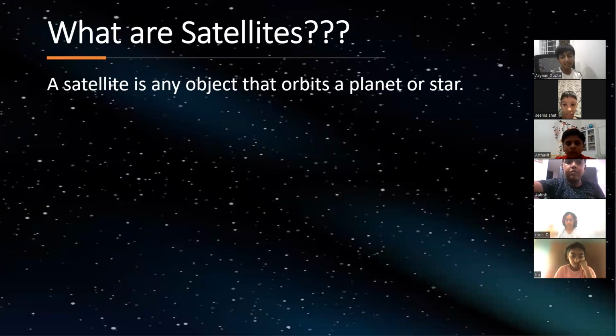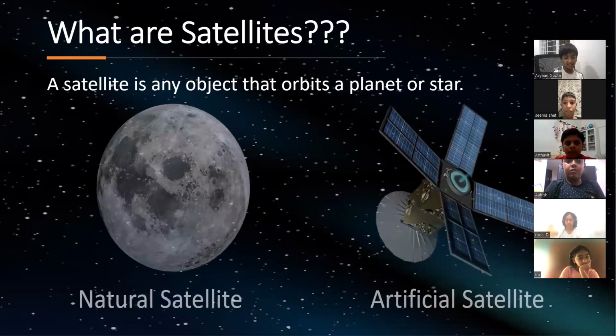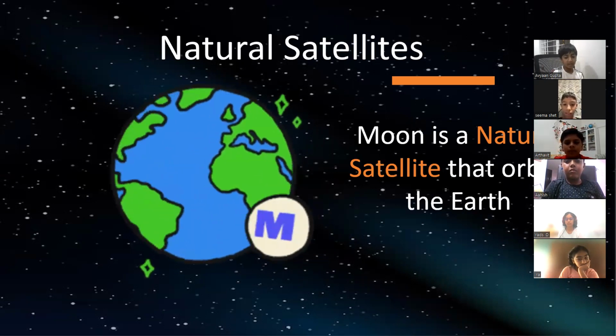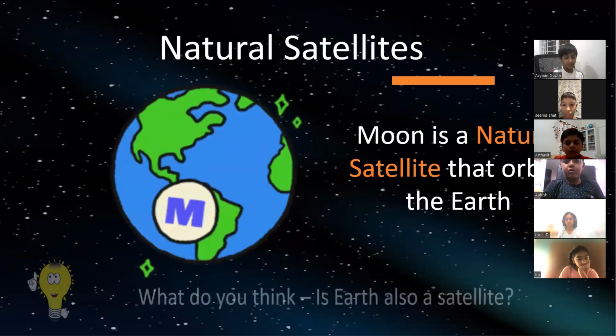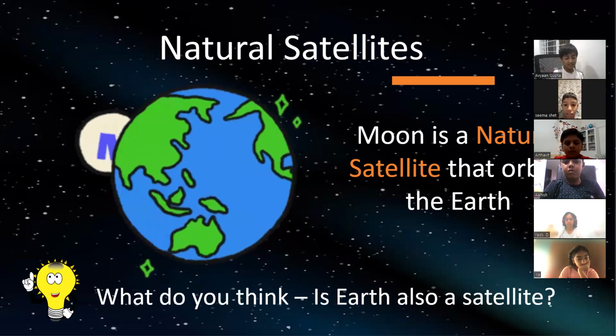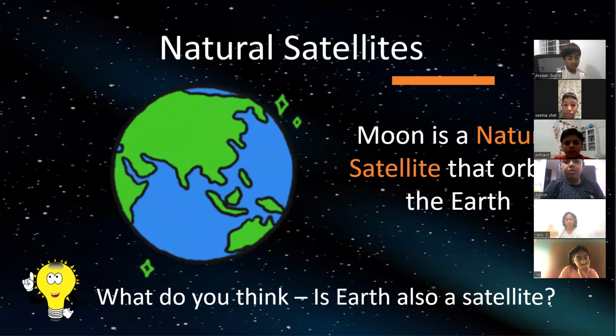So, to begin with, what are satellites? A satellite is any object that orbits a planet or star. There are two types of satellites, natural and artificial satellites. The Moon is a natural satellite because it orbits the Earth. What do you think? Is Earth also a satellite? Yes, because Earth is a planet that revolves around the Sun.